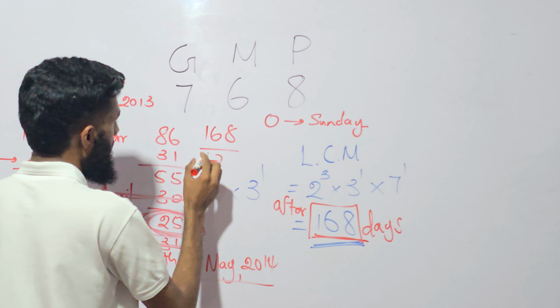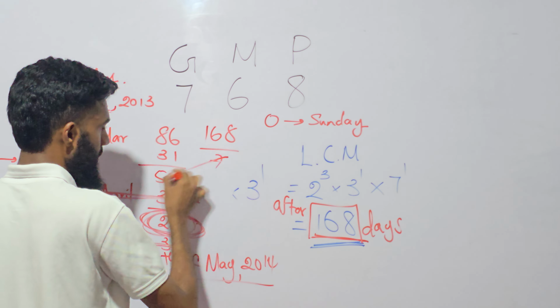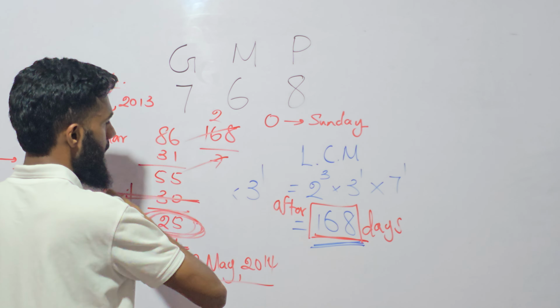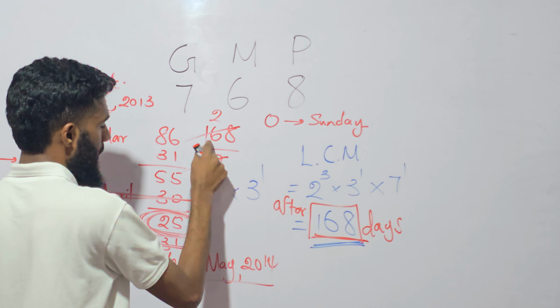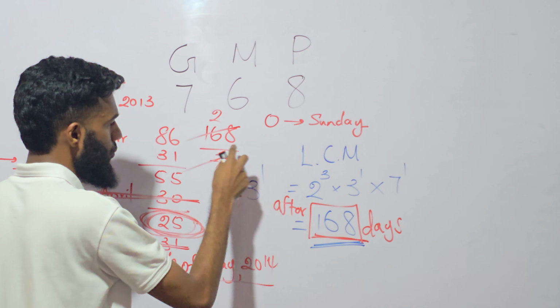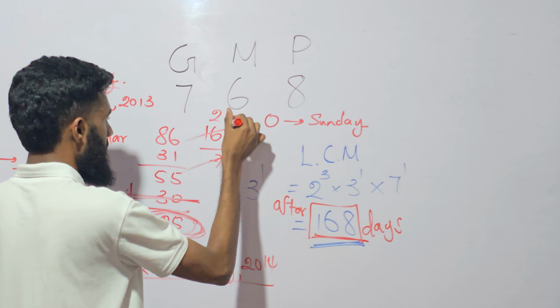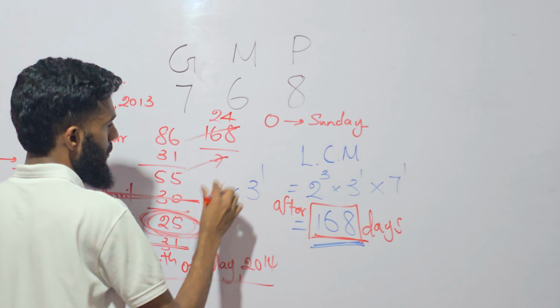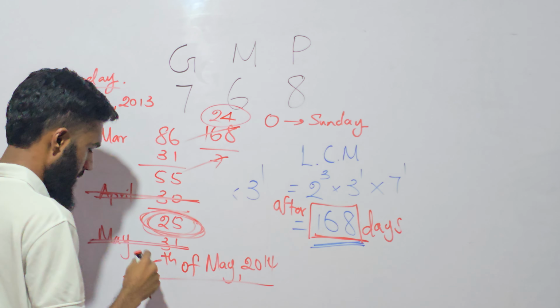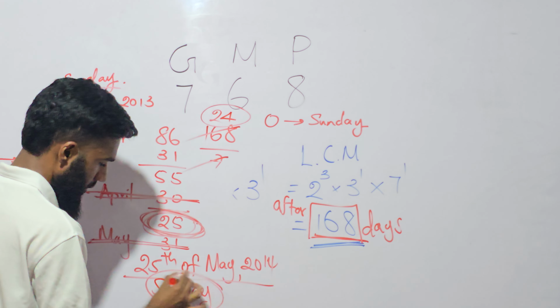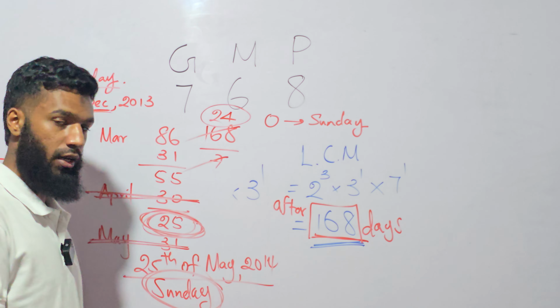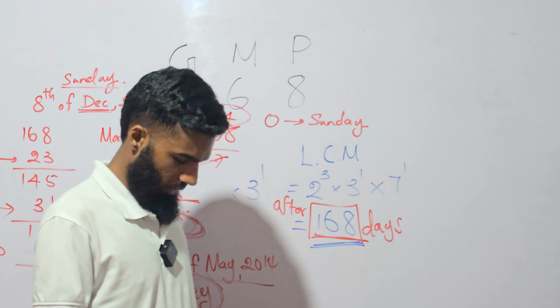Let me check that. 16 divided by 7 is 2, remainder 2, because you minus 14 and you get 2. Then 28 divided by 7 is 4. There is no remainder, so they will be meeting again on Sunday, Sunday the 25th of May 2014.